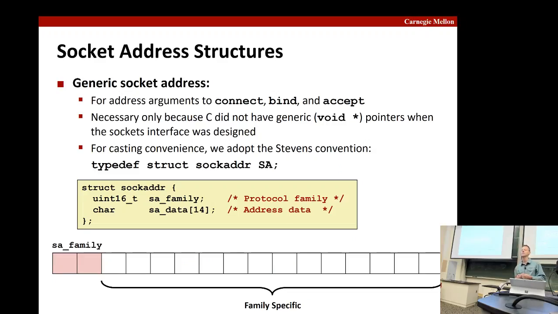But first, we need to talk a little bit about what the address structure looks like for a socket. So the idea is to be very generic. The generic version of it is just this socket address family that you fill in, and basically all the other bytes are family specific. So the generic one just has the two fields, protocol family and the address data. We'll use this casting convention that we'll typedef this struct to the letters SA, to name it SA.